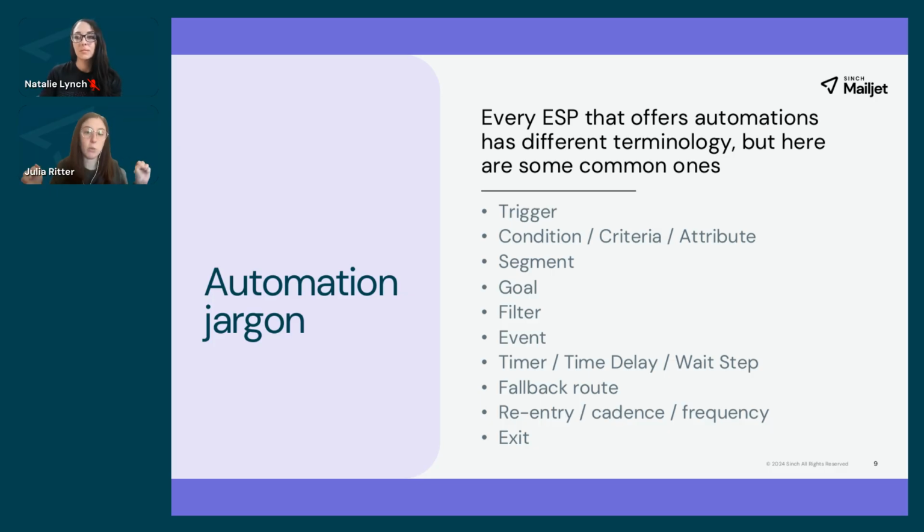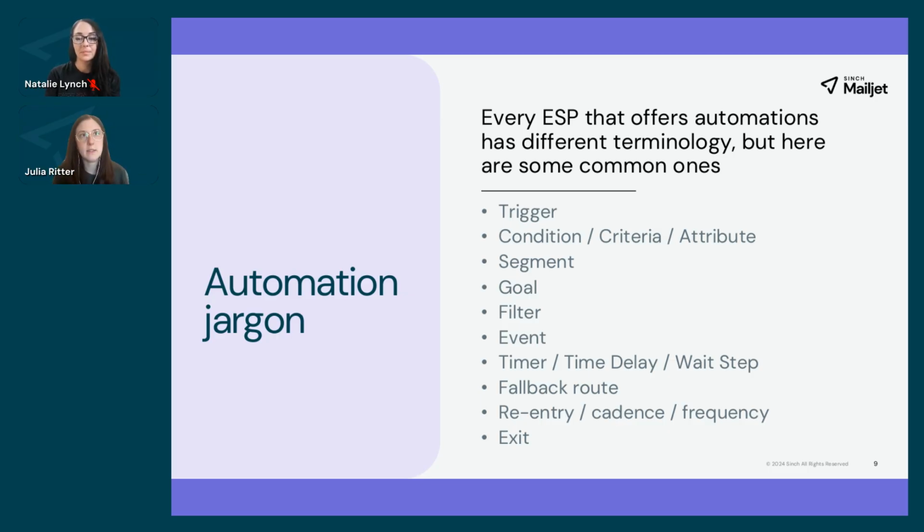The timer, delay, wait step. That's just a wait step in the automation itself for how long you want someone to wait before receiving something, or before their contact information gets updated. Usually before an email, usually after an email. Again, it varies depending on what your goal is.